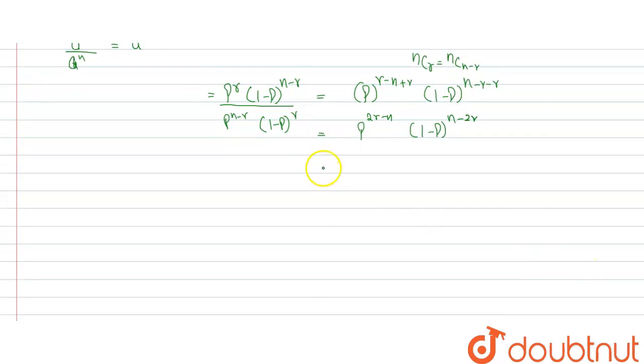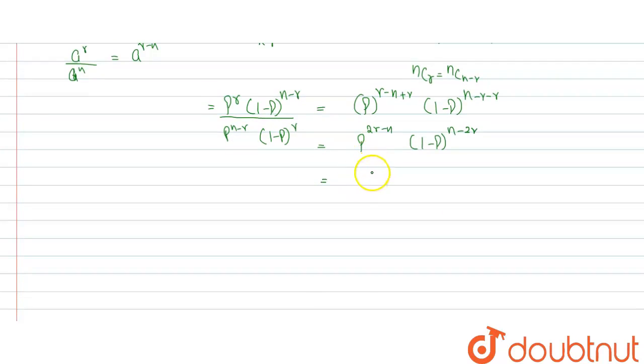Further solving, we can write it as (1 − p) to the power n minus 2r divided by p to the power n minus 2r, since the negative exponent moves into the denominator. This can be written as ((1 − p) divided by p) to the power n minus 2r.